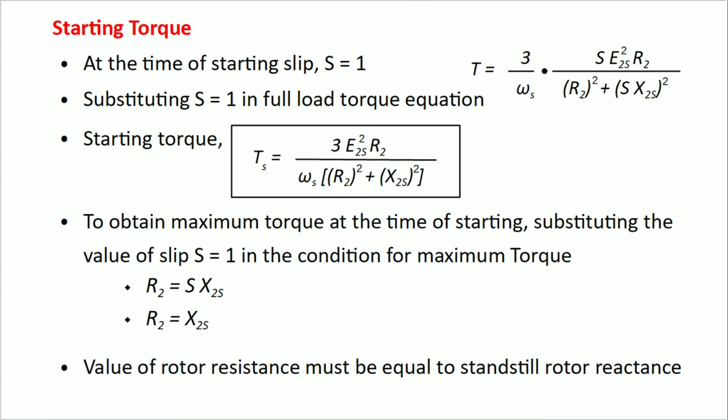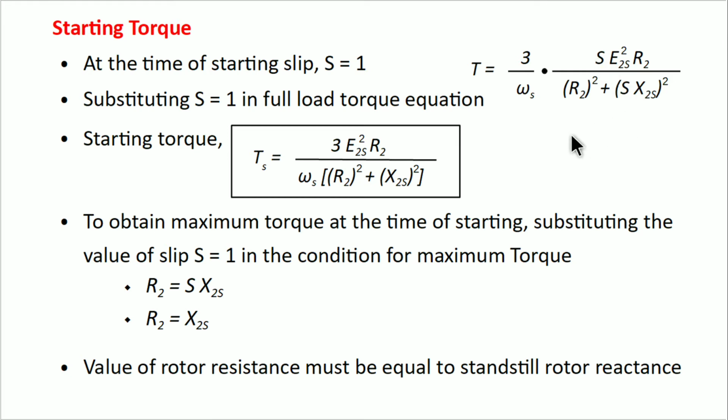And next is the starting torque. It is the torque at the time of starting. How much will be the torque at the time of start? Very simple. We know the torque equation. This is the torque equation: 3 over omega s, E2s square R2 over R2 square plus (S X2s) whole square. At the time of starting, we know slip is equal to 1. So substituting s is equal to 1, we got the starting torque in this equation.